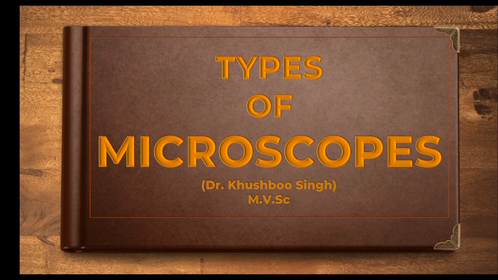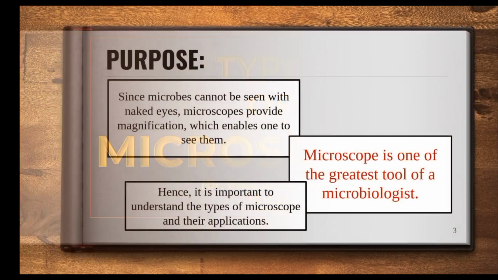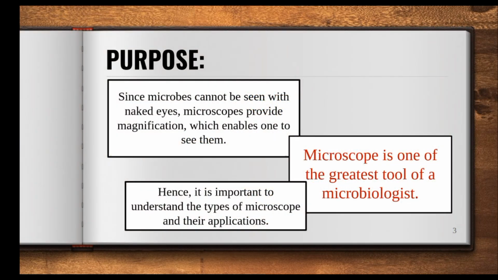Types of microscopes. Since microbes cannot be seen with naked eyes, microscopes provide magnification which enables one to see them. It is one of the greatest tools of a microbiologist. Hence, it is important to understand the types of microscopes and their applications.